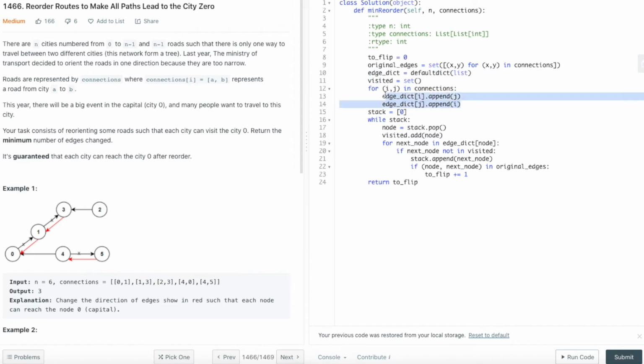Note that we make this a bidirectional edge by appending it to both i and j, or the first and second node that are given to us for each pair. And then we do a DFS here. So we pop off the first node, which is going to be 0 initially. For each of the nodes that are connected to it, we make sure that we don't loop by using this visited set here. We append it to the stack, and this is the key part that I was talking about, where we check if node, next node is in the original edges, and if it is, we would increment toFlip by 1.